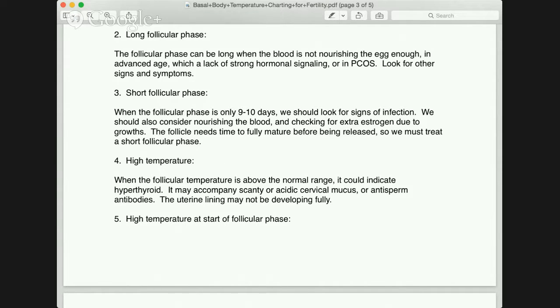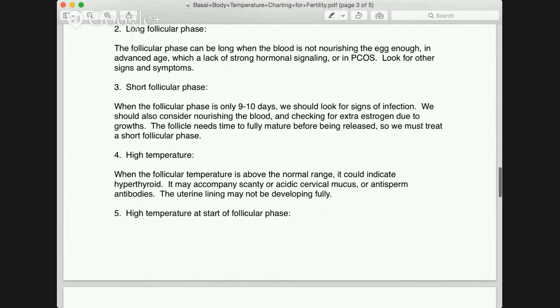So it's important to look at this. Again, I've had some clients say, "Well, I definitely got pregnant on a short follicular phase." Maybe it is normal, so to speak, but I wouldn't say it's ideal.